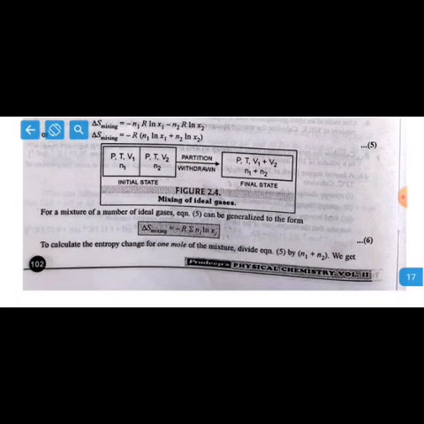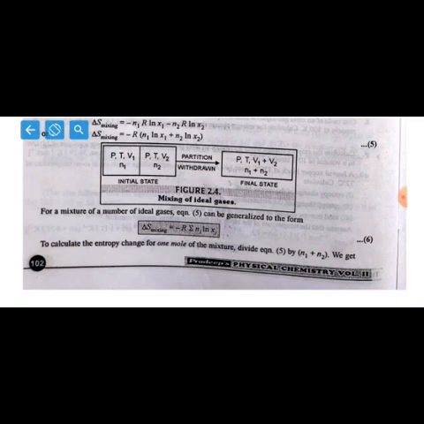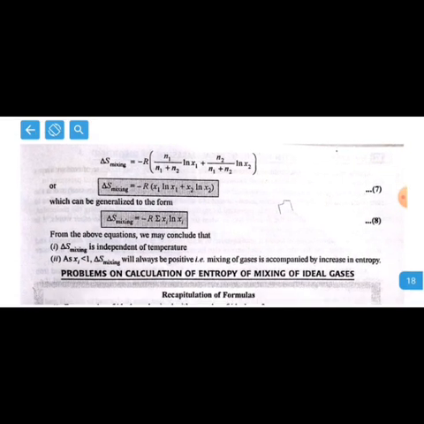For a mixture of a number of ideal gases, equation 5 can be generalized to the form delta S mixing is equal to minus R summation of Ni ln of Xi. To calculate the entropy change for 1 mole of the mixture, divide equation 5 by N1 plus N2. We get delta S mixing is equal to minus R bracket N1 divided by N1 plus N2 ln of x1 plus N2 divided by N1 plus N2 ln of x2, or delta S mixing is equal to minus R x1 ln of x1 plus x2 ln of x2, that is equation 7, which can be generalized to the form delta S mixing is equal to minus R summation of xi ln of xi, that is equation 8.